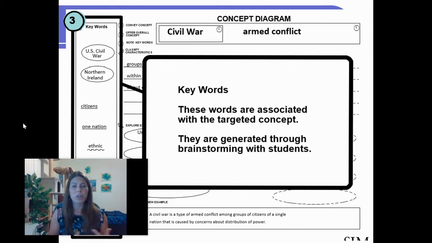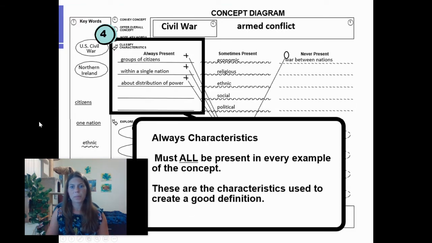I like to tell them to turn and talk for a given amount of time and to come up with a list of anything they can think of. After that, we start to look at what's always present, what's never present, and what's sometimes present. This is a good text marking activity where we text mark the keywords and decide where they go together.